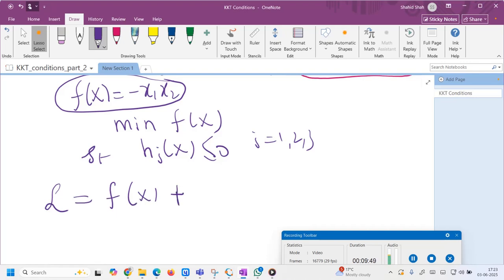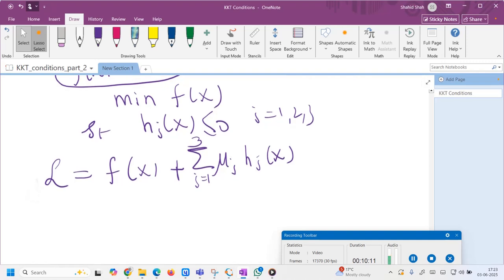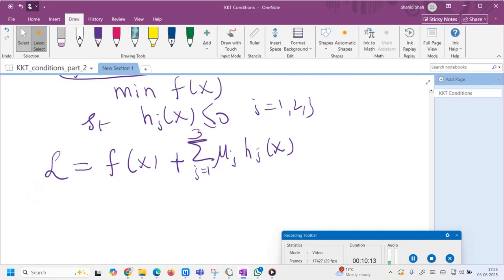So Lagrangian is equal to f of x plus. Now, is there any equality constraint? No. So we will not have lambda. We reserve lambda for equality constraints. So inequality constraint, yes, mu i h i of x. How many inequality constraints you have? i is equal to 1 to 3. Okay, so mu1 h1 plus mu2 h2 plus mu3 h3.